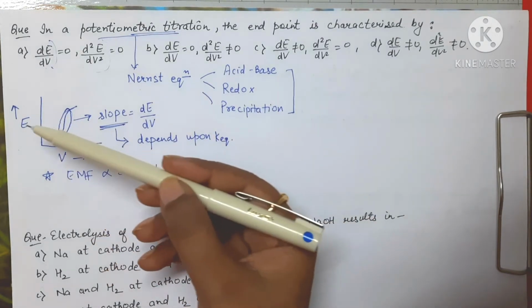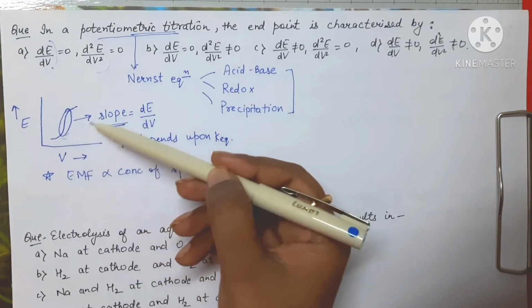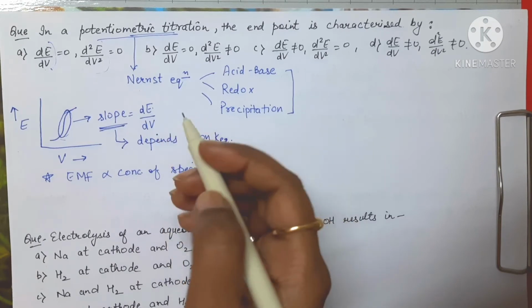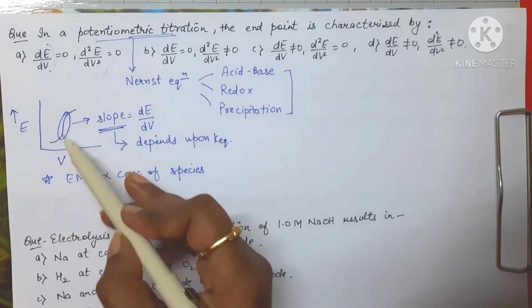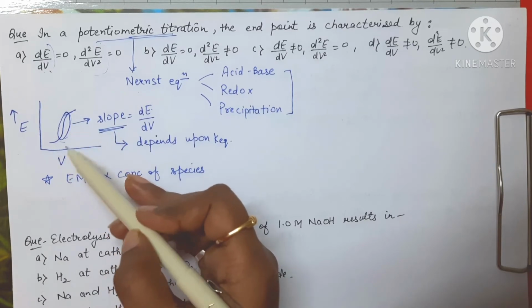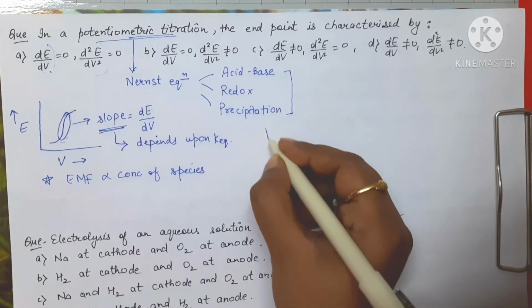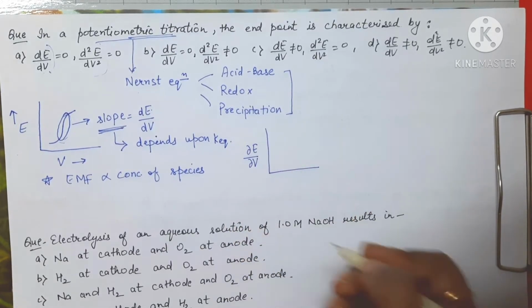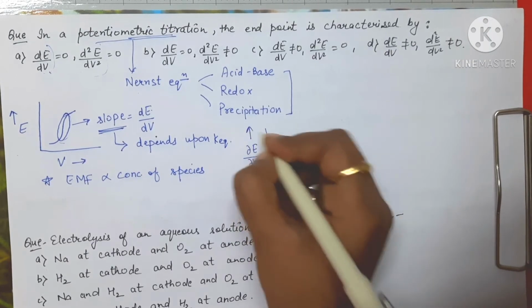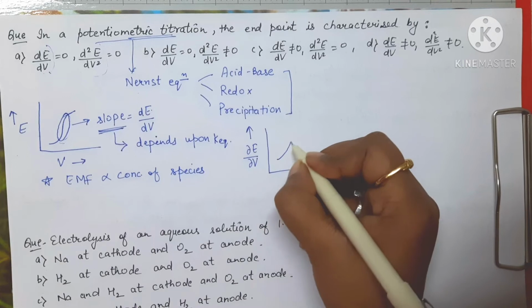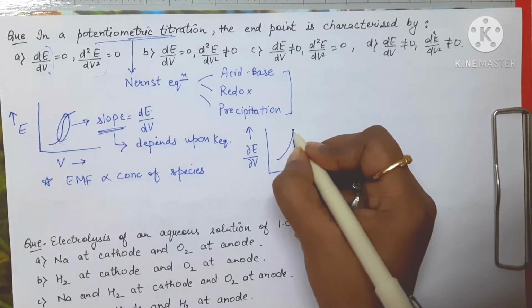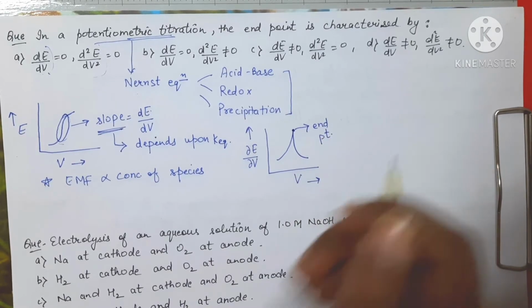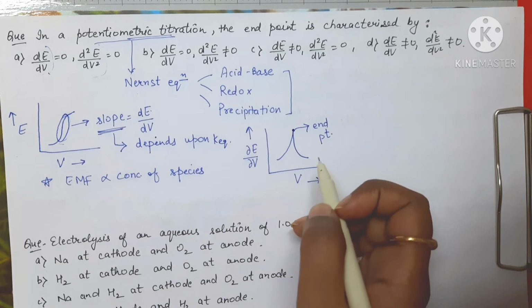So if we plot E versus V, we are going to get a graph like this. Slope will be dE by dV, right? So if we are plotting a graph and we are not getting much steep slope, then what we do, we take the derivative of EMF, del E by del V, or you can say dE by dV versus volume, and when we plot a graph between these two, we get a graph like this. And this tip is going to give us the end point, right?